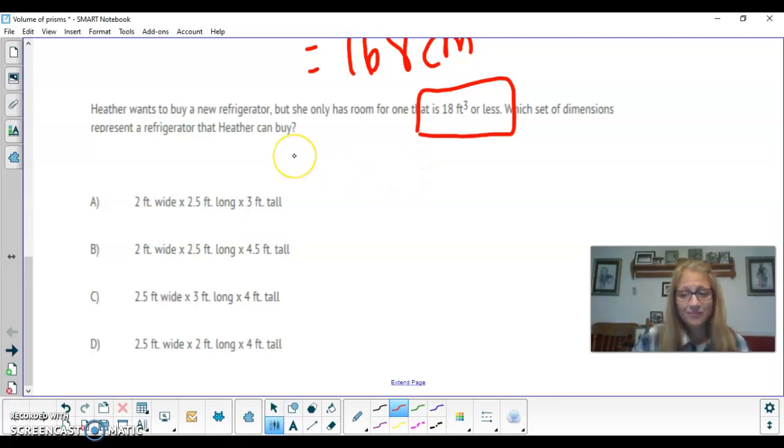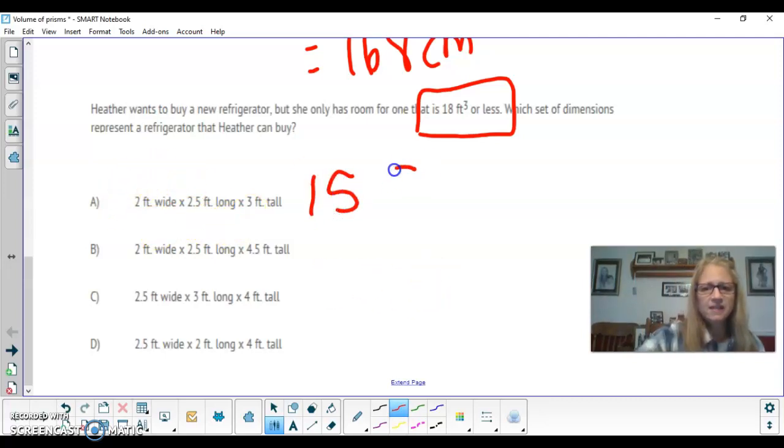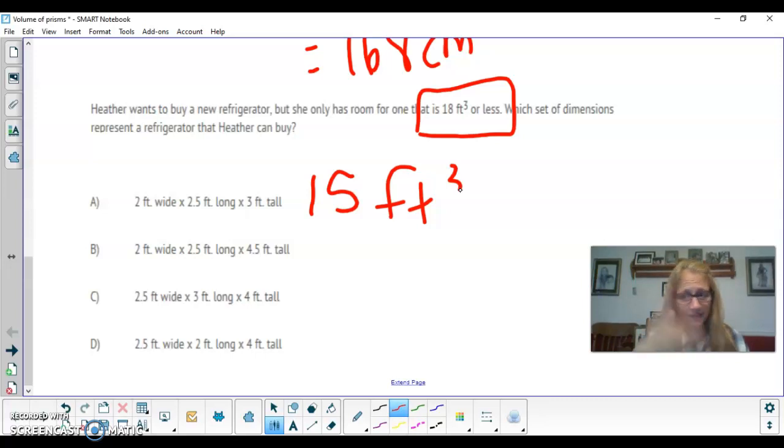All right, so really you could have just stopped right here, because if you plug these all in, this one is 15 feet cubed. That is the only one that is 18 or less. None of them are 18, right? But these are all over 18. So your answer would be A. Done. All right, let's go on to the next one.